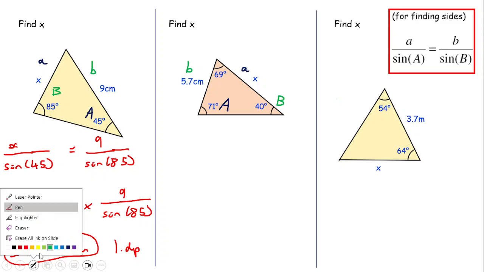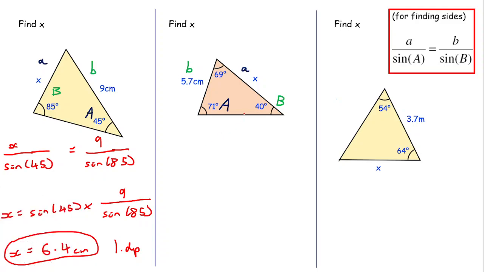So look, once you've laid out your triangle, it should become relatively easy. Just substitution and a little bit of rearranging. So again, a is x, so I've got x over sine A. A is 71, so sine 71 is equal to b. B is 5.7, so 5.7 over sine of the angle B. B is 40. There we go.